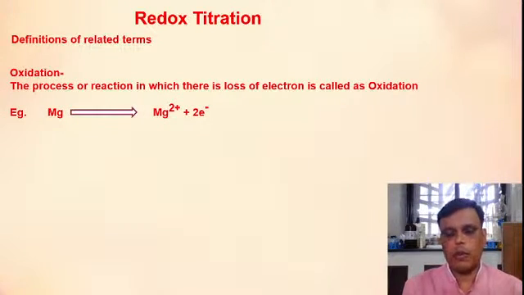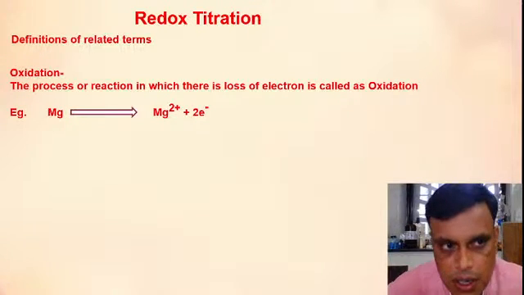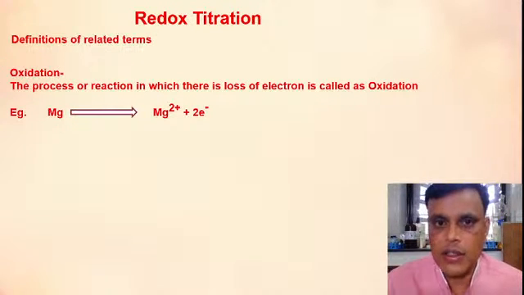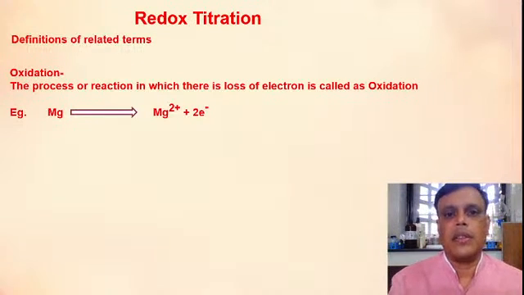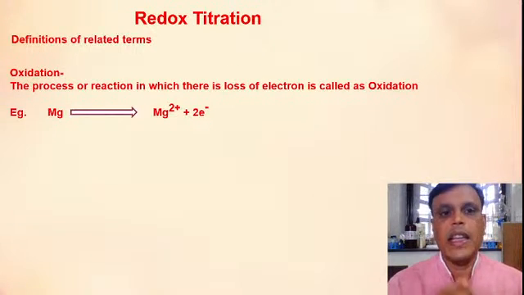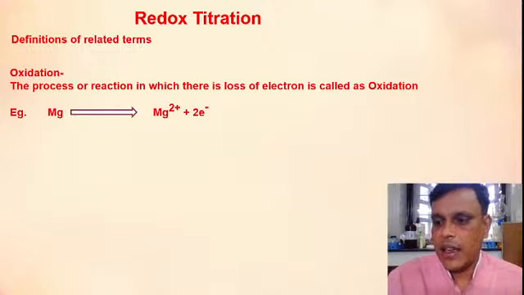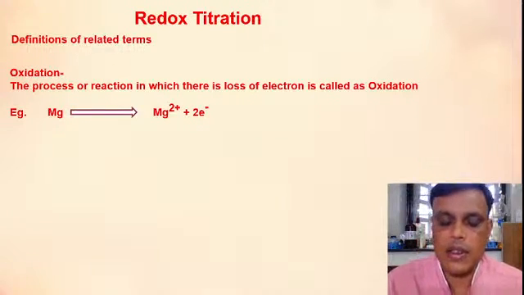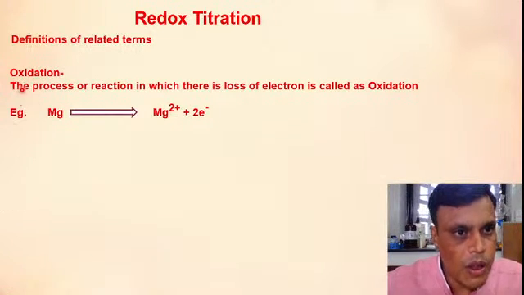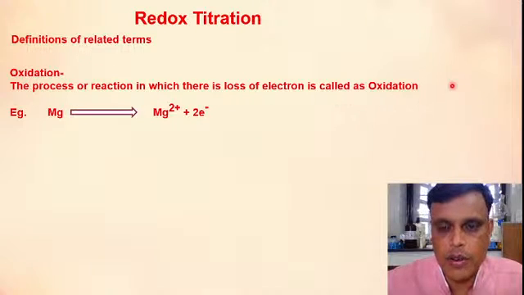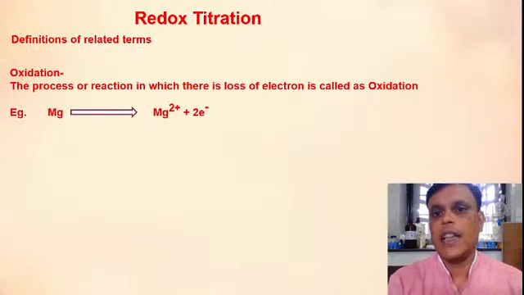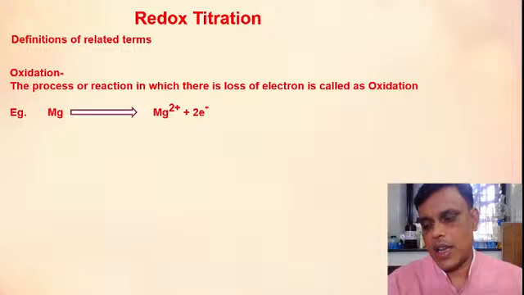You all know what is meant by oxidation. Oxidation is the process or reaction in which there is a loss of electrons. This is your book definition. The process or reaction in which a loss of electron takes place is called an oxidation reaction or oxidation process.